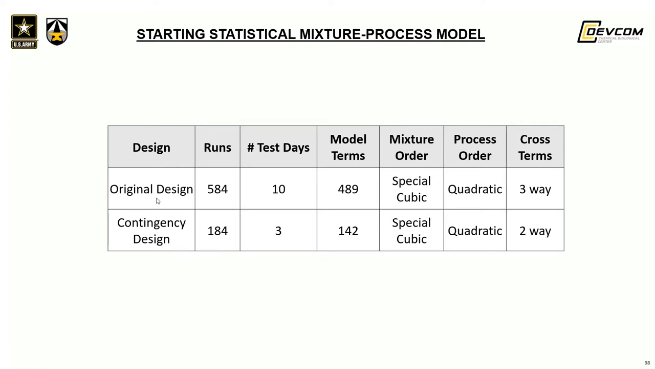Now, this just compares the two scenarios: the original design before COVID, which I said was by far the most aggressive that we had run at CBC. It was 10 laboratory days and 489 model terms. The contingency design, we cut the cross terms from three-way to two-way. We got it down to 3 days. And this did bite us a little bit. We can detect that there are some missing three-way terms.